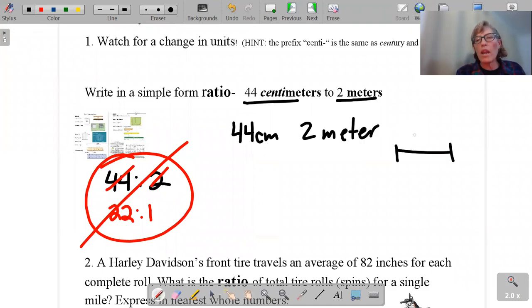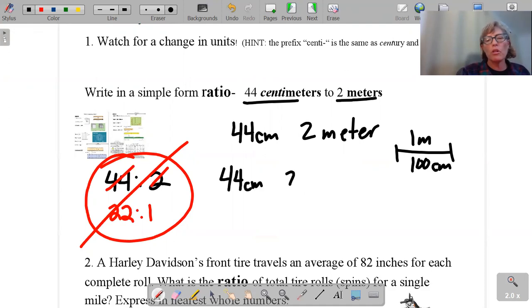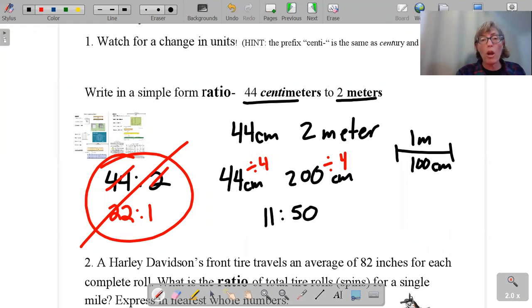In 1 meter, there's 100 centimeters. Centi, same prefix as century. So we have 44 centimeters to 200 centimeters. Obviously, we're going to divide both by 4. So dividing by 4, you should have gotten 11 to 50 as your ratio of 44 centimeters to 2 meters.